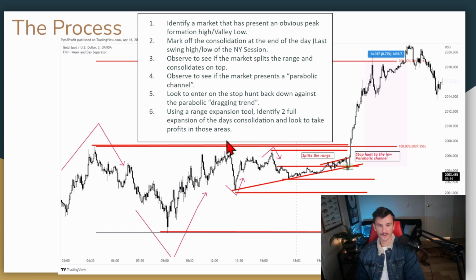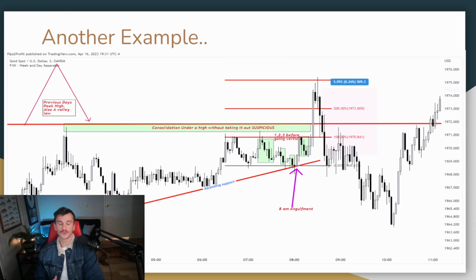Or you can take a consolidation that's a little bit smaller and identify some targets that way. All right, range expansion tool being 100% expansions of a range. I just modify the Fibonacci settings to appropriately reflect that. Now, I've already given you a checklist of exactly what you need to look for. And then it's just about being patient and waiting for your session.